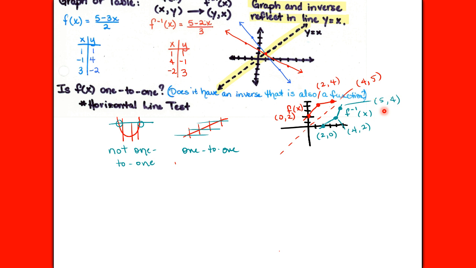So I could then give myself a couple of points to use as guides, and that makes it easier to graph that inverse.